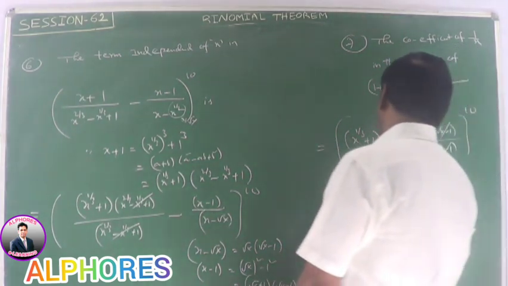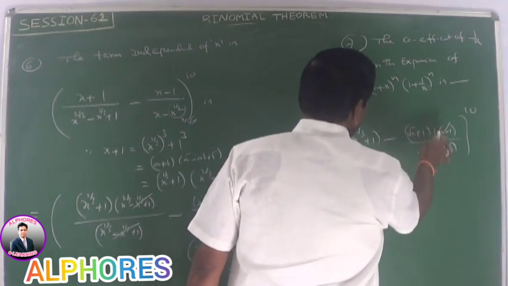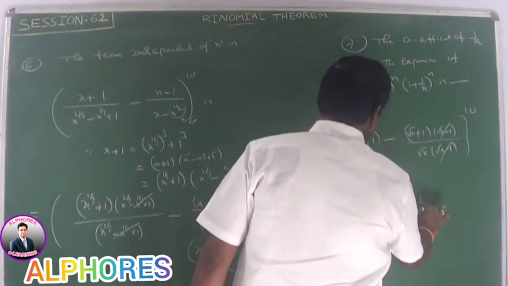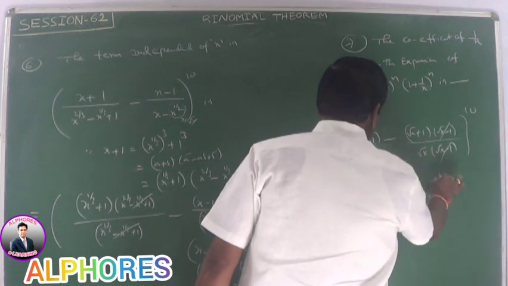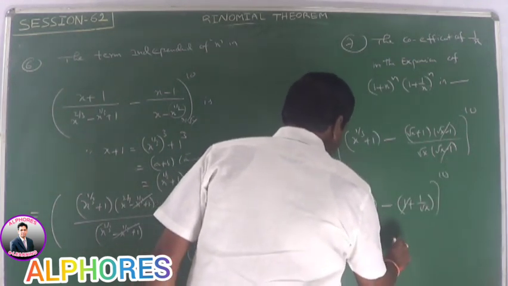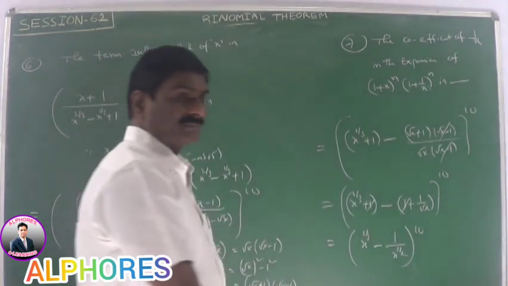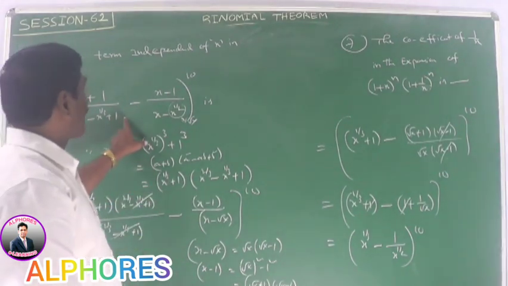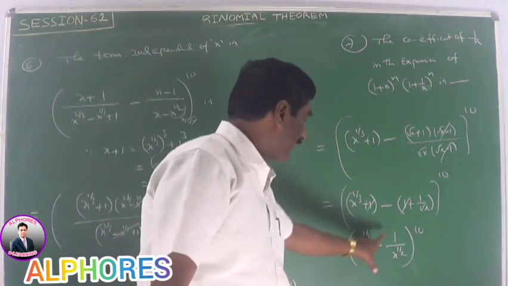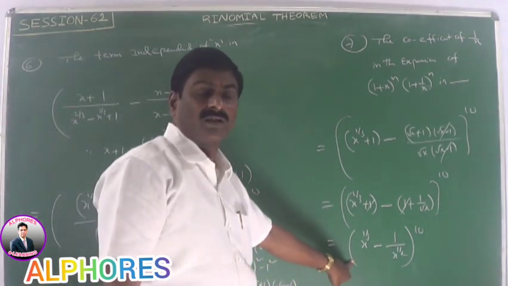That means it can be reduced into (x^(1/3) + 1) minus (root x + 1)/root x, which means 1 + 1/root x, the whole power 10. That is equal to, 1 and 1 cancelled, (x^(1/3) - 1/x^(1/2)) whole power 10. Please observe this value. This expansion can be reduced into (x^(1/3) - 1/x^(1/2))^10. After simplification, it can be reduced in this way.